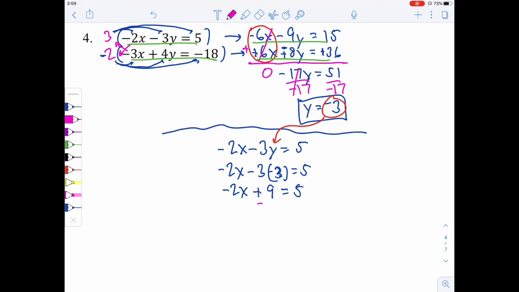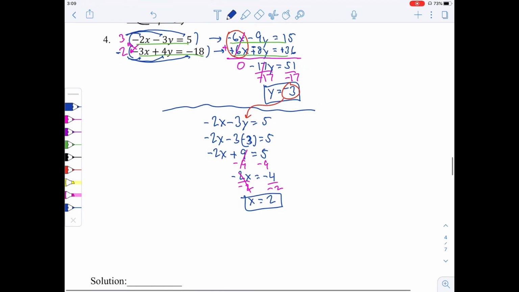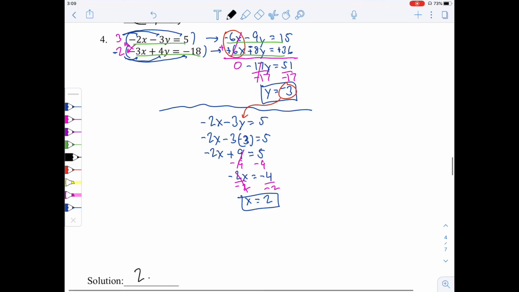Now we can solve that. Two-step, or get rid of 9 friends. We have negative 2x equals negative 4. Then the negative 2 is attached to the x, so we have to divide it. So x equals positive 2. So our ordered pair solution is going to be 2, negative 3 for y.